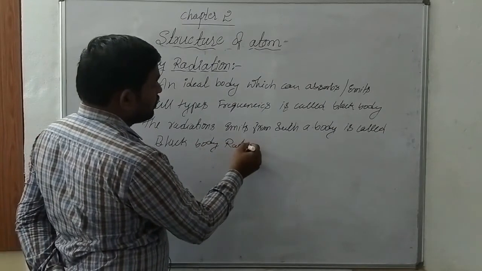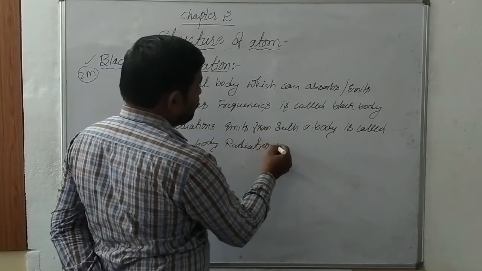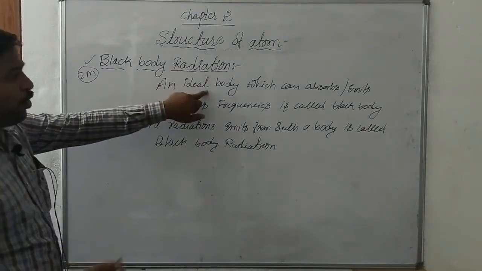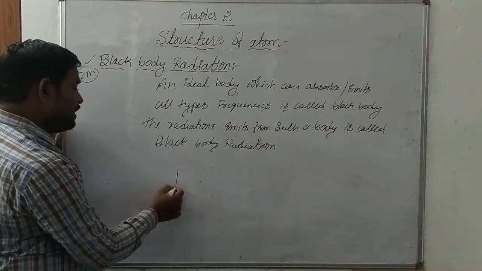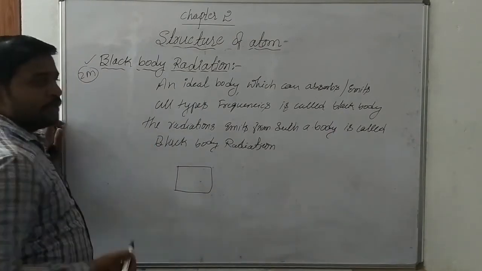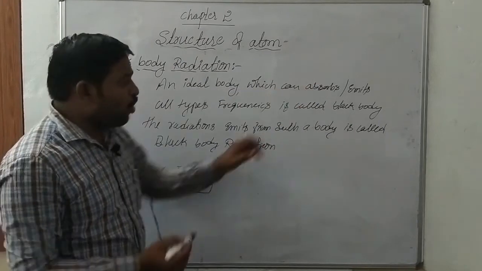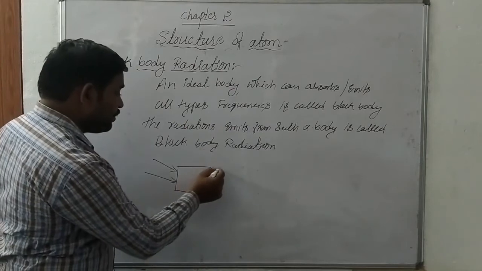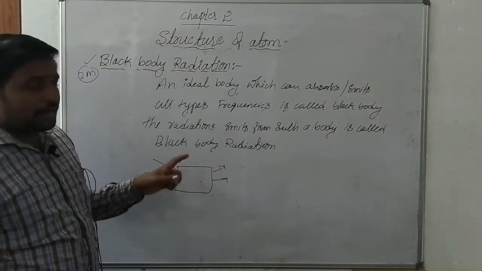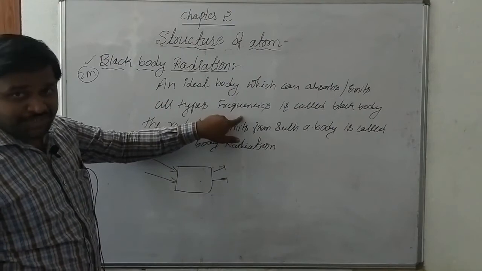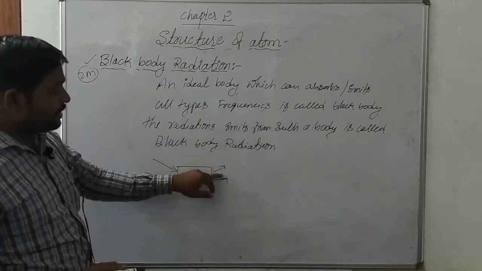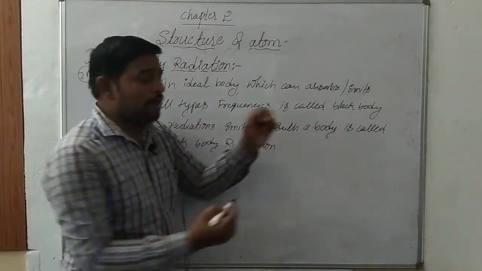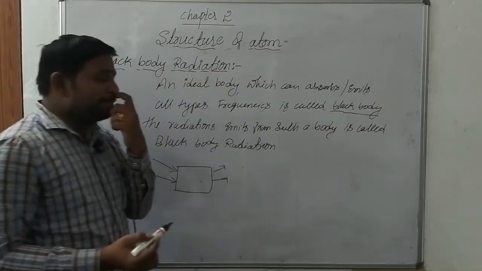So what do you mean by black body radiation? Black body radiation is defined as follows. Let us consider an ideal body, which can absorb or emit all types of frequencies. Such a type of body is called a black body.